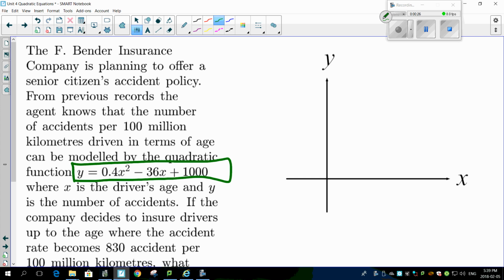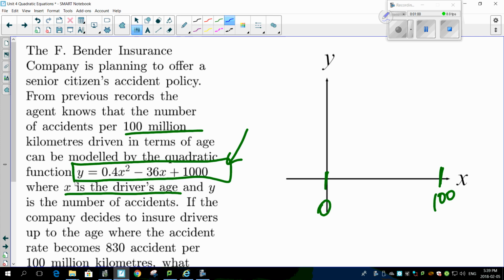Read the question. It says, if the F. Bender Insurance Company is planning to offer a senior citizens accident policy, from previous records, the agent knows that the number of accidents per 100 million kilometers driven can be determined by this, where X is the driver's age. So it tells you right away, since we're dealing with age, we're going to start here at 0 and go up to about 100. You can live longer than that, but hey, let's just start at 0 and go to 100. So now we know our X windows are going to look something like this.